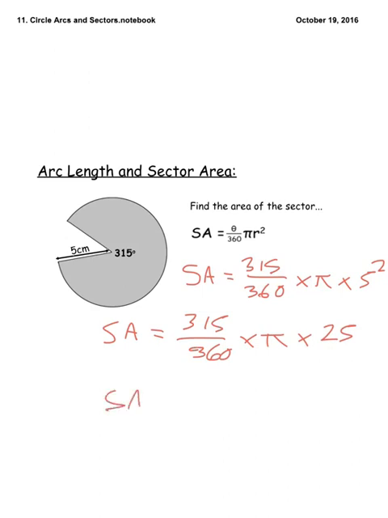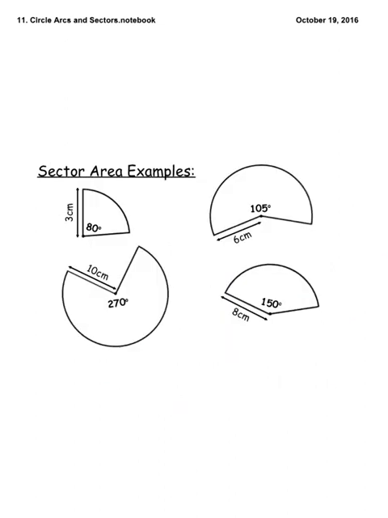And then it's just a matter of putting that into the calculator. 315 divided by 360 times pi times 25 comes out to be 68.72 centimeters squared. Here are 4 examples for you to try. Make sure you pause the video now because the answers will be revealed in just a moment.